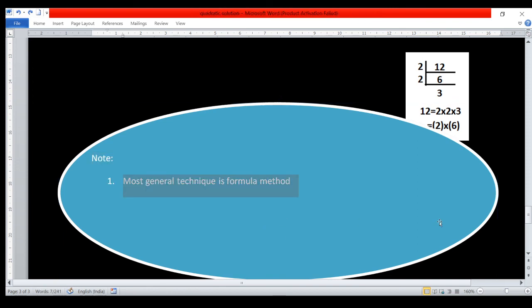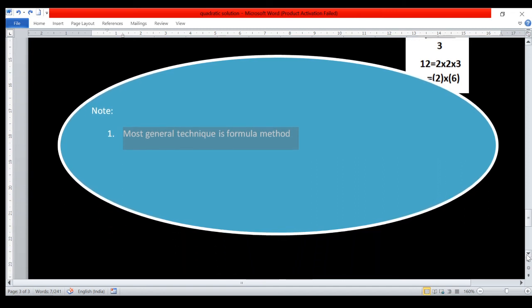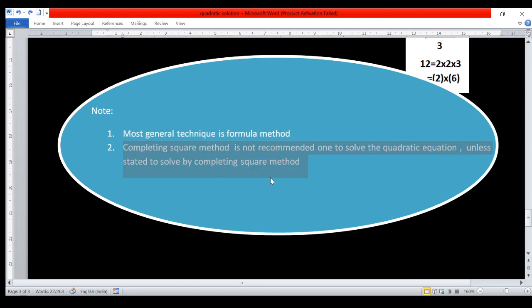What are the remarks? The most general technique is the formula method. So if you want to find a solution, definitely you have to use the formula method. And the completing square method is not recommended to solve a quadratic equation unless stated to solve by completing square method. Suppose in an exam, it is not stated to use completing square to solve the problem. If it is stated to use completing square and solve the problem, you have to use the completing square method, of course, there is no other choice. But generally, to solve a quadratic equation, don't go by the completing square method. That is not a strongly recommended one.